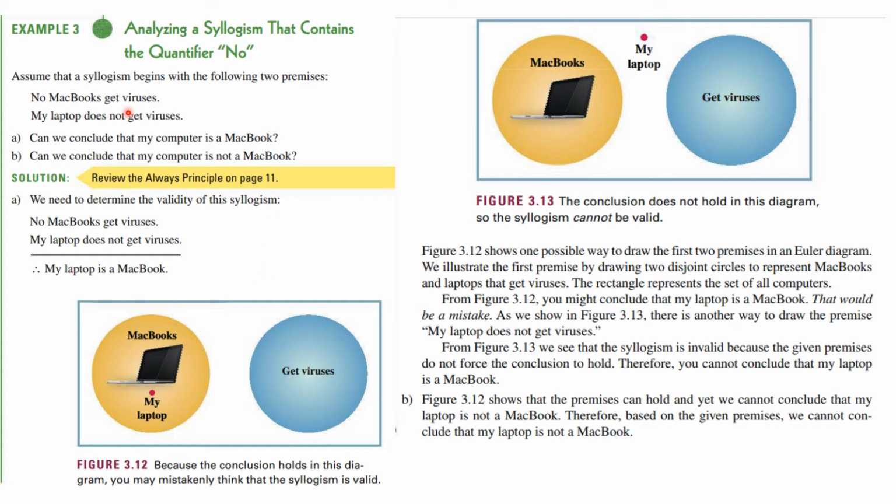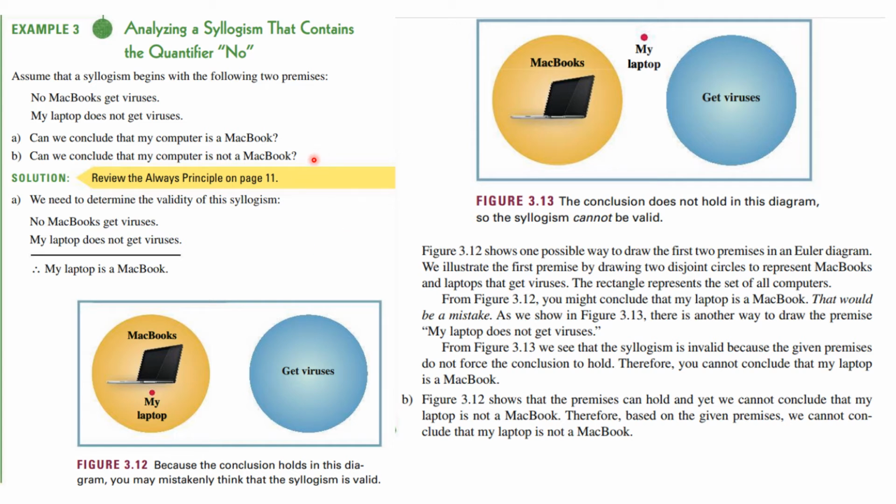Well, the fact that no MacBooks get viruses is shown simply by drawing MacBooks as one circle and viruses as another circle, and they don't overlap. So can you conclude that your computer is a MacBook? Well, it's possible your computer is a MacBook. It's also possible your computer is up here. It has to hold for all arrangements, therefore that is an invalid argument.